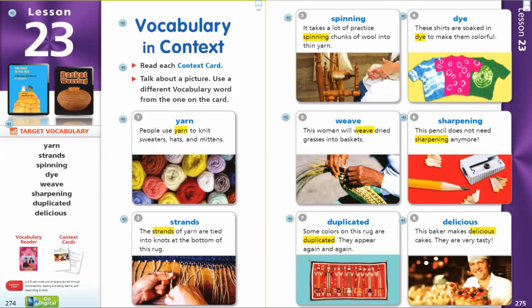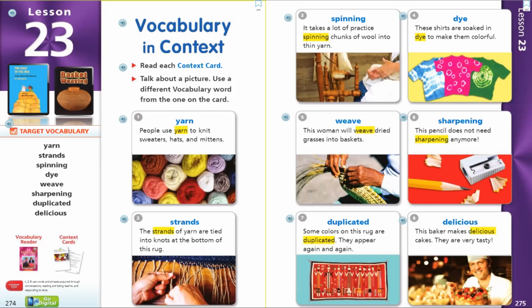The next word is strands. Say strands. The strands of yarn are tied into knots at the bottom of this rug. Think about using the picture what strands mean. I think of strands of hair. I'm running my fingers through my strands of hair right now. Take a guess of what you think it means. We're going to talk about it on the next slide.